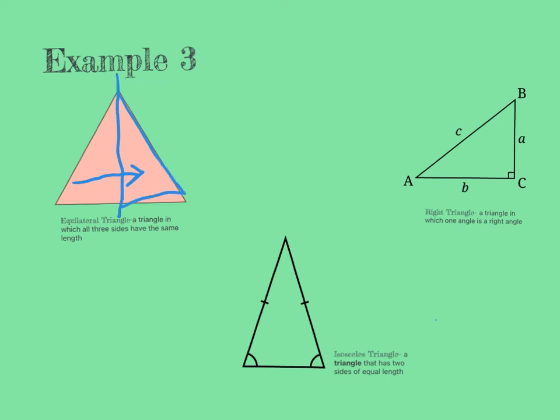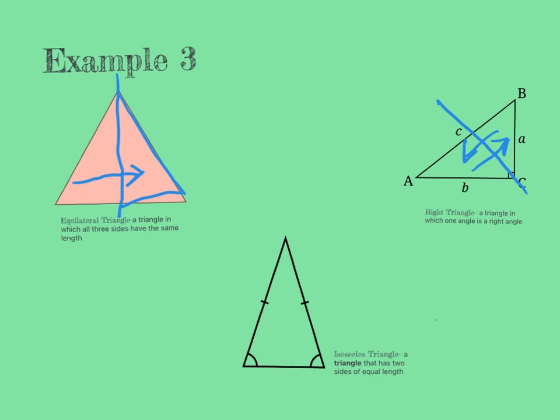Now, over to this one, which is a right triangle, a triangle in which one angle is a right angle. And as you can see, this side is the right angle. Now to draw a line of symmetry for this shape, you would have to do it like this, coming from the right angle. Once again, if you flip it either way, they would match.